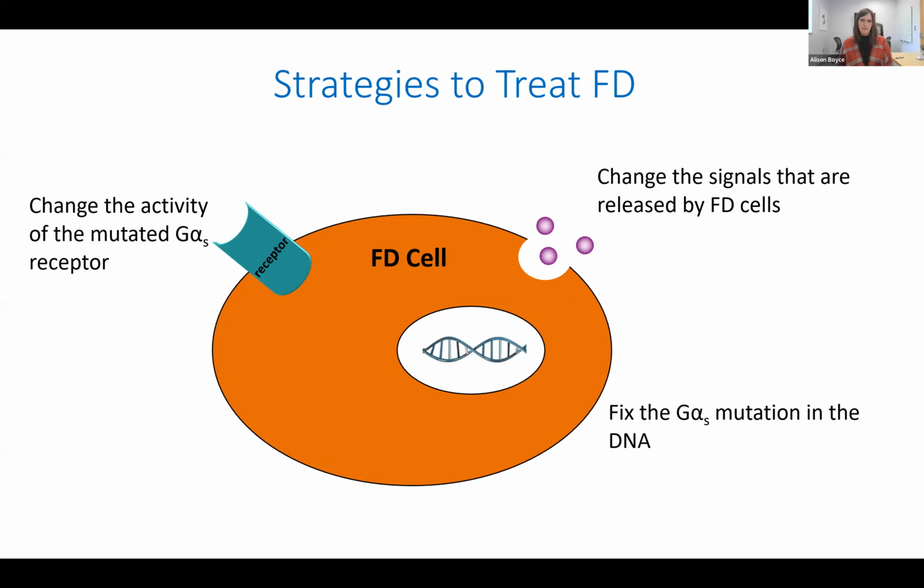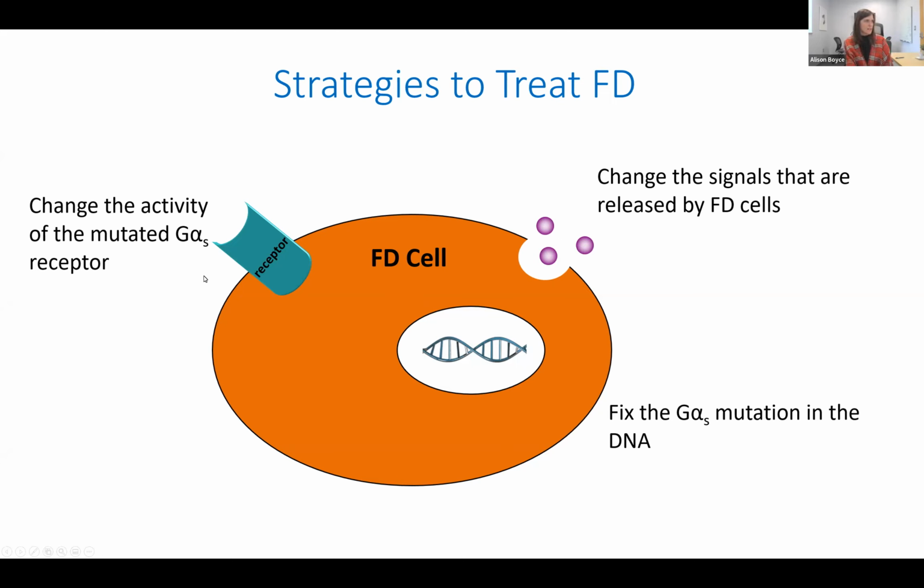So for the purposes of this talk, I'm going to focus on 3 possible strategies that people have tried to treat FD. So these are the main obvious mechanisms we could go after. So here's our FD cell. And one way that FD causes problems is these cells can release signals that can alter the behavior of other cells. So one possibility that a lot of people have tried is to try to change these signals that are coming out of the cell and force the FD cell to act more like a normal cell.